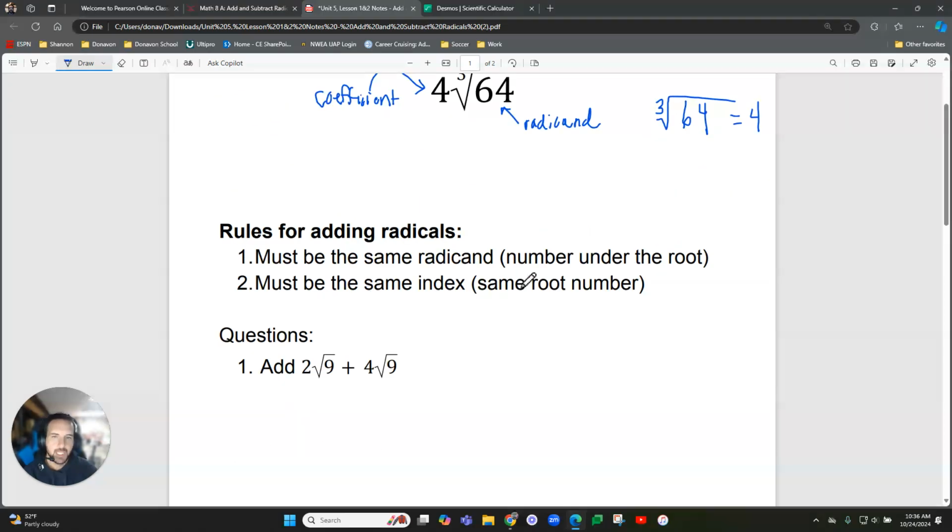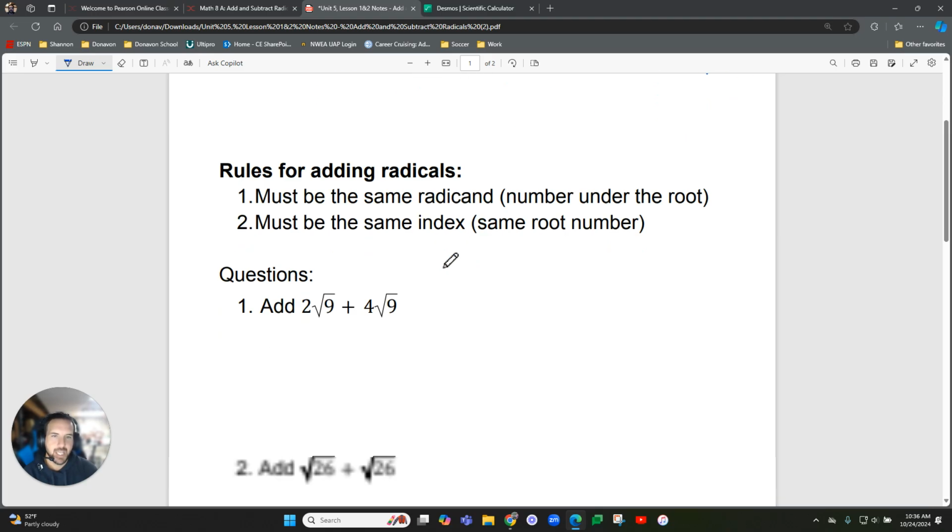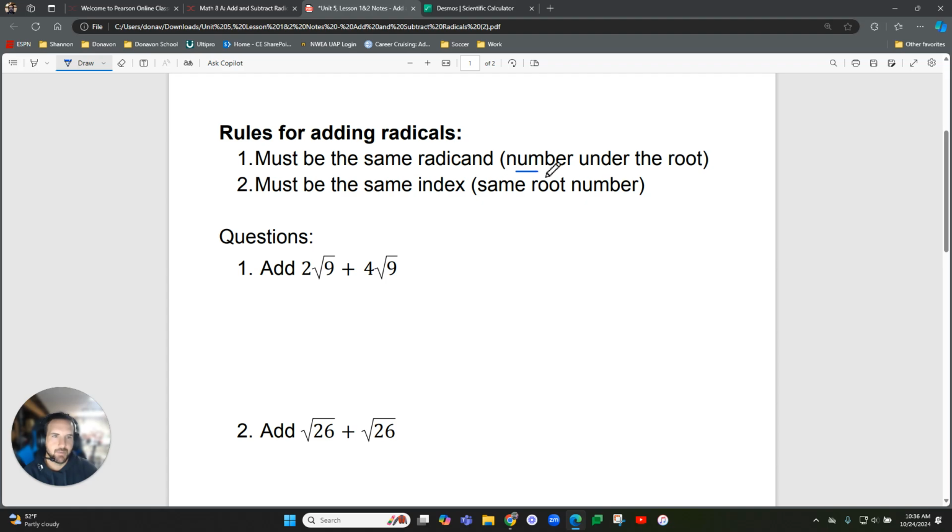So those are the different parts of a radical: the coefficient, the index or root, and the radicand. All right, so now we're going to talk about the rules for adding radicals, or numbers that are in a radical symbol. Two things must be present in order to be able to add them. They have to have the same radicand. In other words, they have to have the same number under the root. For instance, in this one we have a 9 and a 9, so we can add those. And they also have to have the same index, or the same root number.